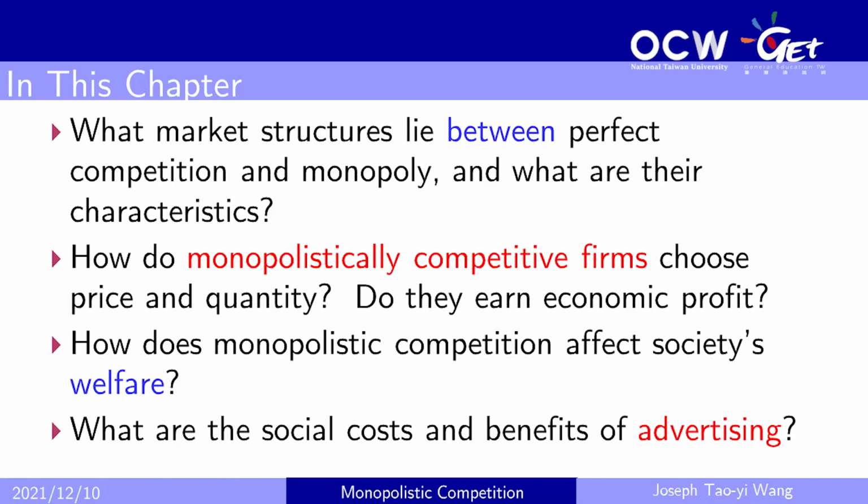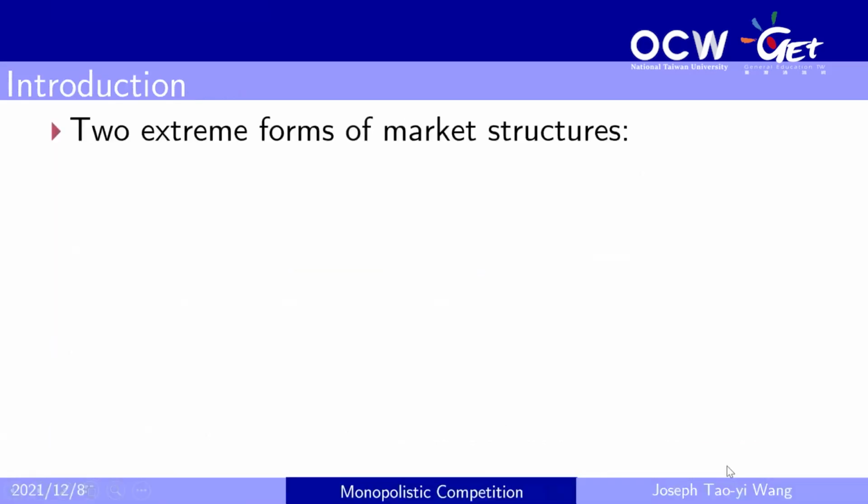So here we'll see what market structure lies between perfect competition and monopoly. And we'll look at what their characteristics are. And we'll see how a monopolistically competitive firm chooses to maximize profit. So what price to charge, what quantity to produce, and do they earn economic profit? And then we'll see whether or not there's a welfare loss due to this monopolistic competition. We'll also look at the social costs and benefits of advertising.